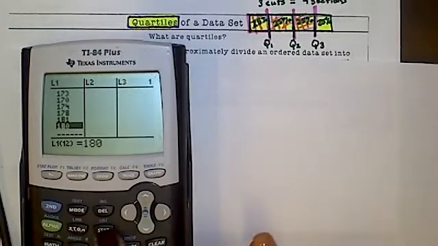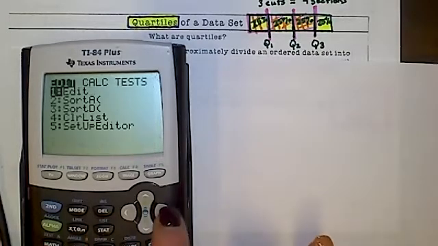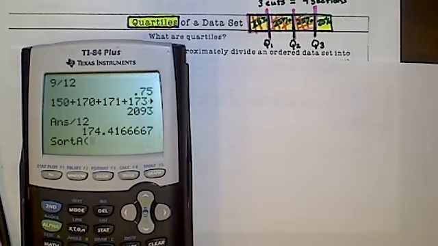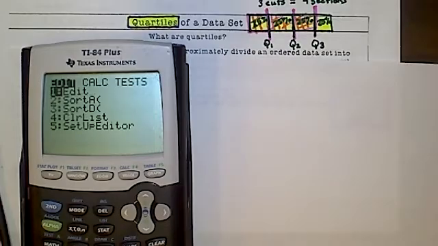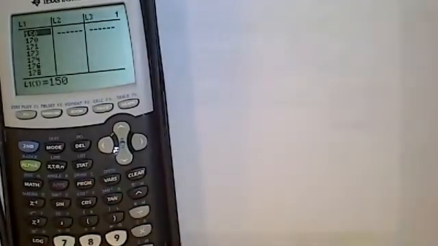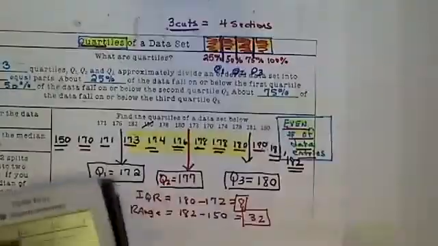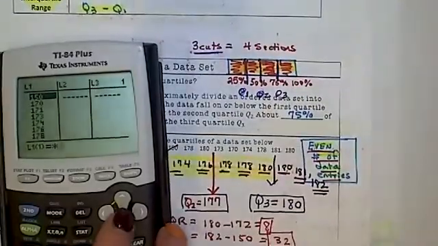Okay. Now to sort, we're going to hit the word Stat. We're going to scroll down to 2, Sort A, and then you have to do second number 1 to tell it to sort L1, close the parenthesis and hit enter. Now it says it's done. So we're going to go to Stat and Enter, and you're going to see that it has put those now from least to greatest. So 150, 170, 171, where we just worked that a minute ago.